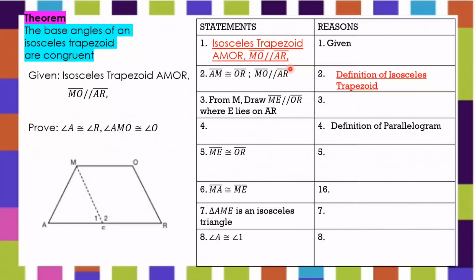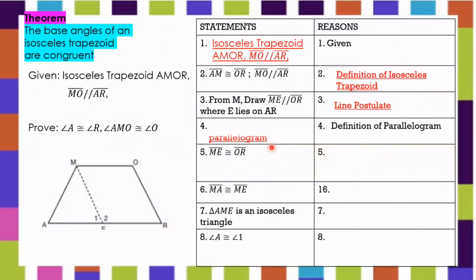So for number 2, we have AM is congruent to OR, and that MO is parallel to AR. Under what reason? The definition of isosceles trapezoid. So the legs AM and OR are congruent, and the bases MO and AR are parallel to each other. Okay? So for number 3, from point M, let's draw segment ME, this one, that is parallel to OR, where E lies on segment AR. Okay? So under what reason? The line postulate. So 2 points determine a line. So we have line ME.